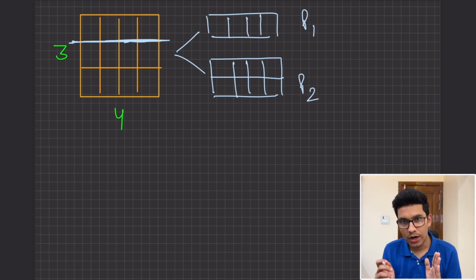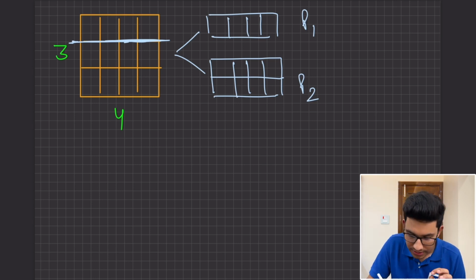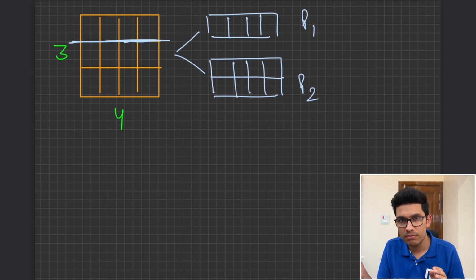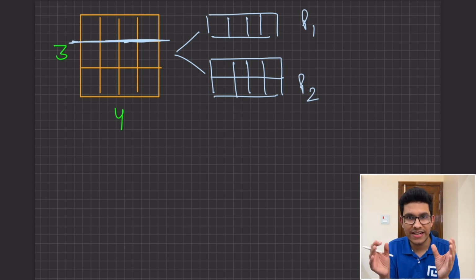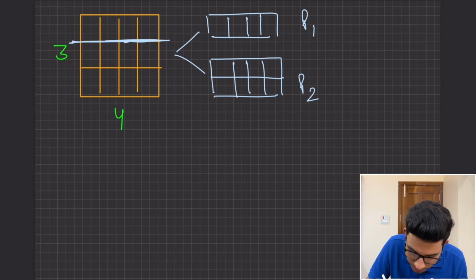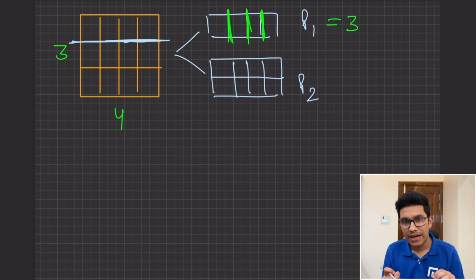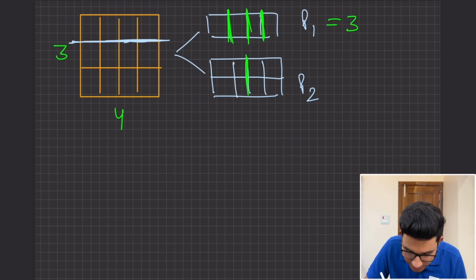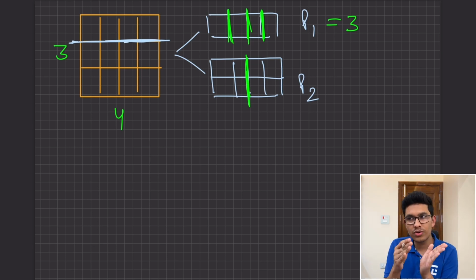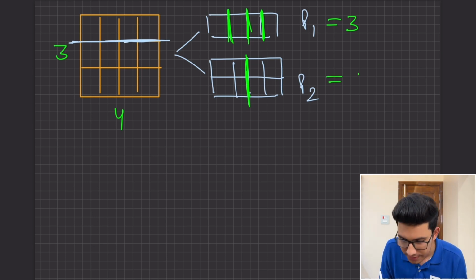If you look at P1 now, how many cuts are required in P1? Obviously it is a 1 cross 4 grid, right? So you would have to convert this entire grid into 1 cross 1 squares. You would make the first cut here, the second cut here, and the third cut here. So this required 3 cuts. What about P2? P2 is just going to require 1 cut because it is going to split into 2 cross 2 and 2 cross 2. So this required 1 cut.